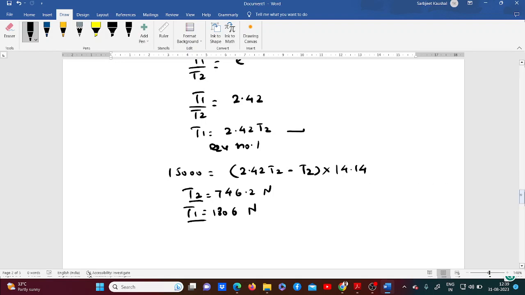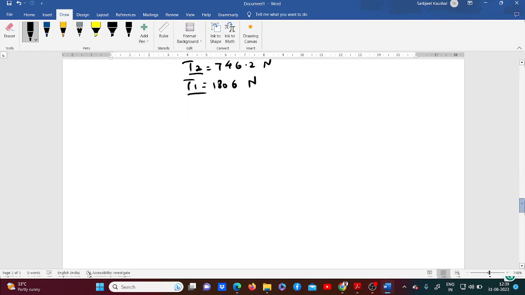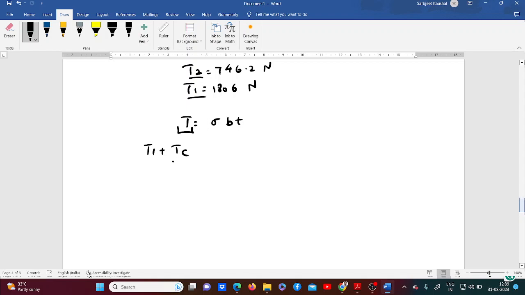Now the next target for us is to find the width of the belt. So T is given by sigma into B into t, where T is the maximum tension in the belt. So maximum tension in the belt will be T1 plus Tc, that is the centrifugal tension. Now here the concept of centrifugal tension comes into the picture because the velocity of the belt drive is 14.14 meter per second. So we have to use the centrifugal tension.